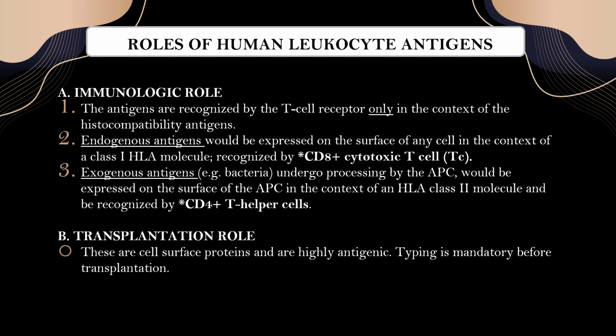So as for the transplantation roles, since the HLA gene products are cell surface proteins and are very antigenic, like what you have on your RBCs and those antigenic determinants, it is precisely and really imperative that tissues must be typed before any transplantation procedures or transfusion procedures.